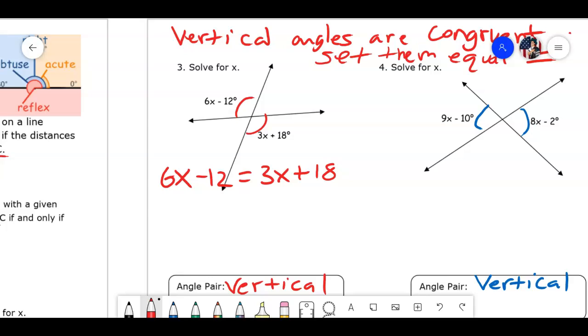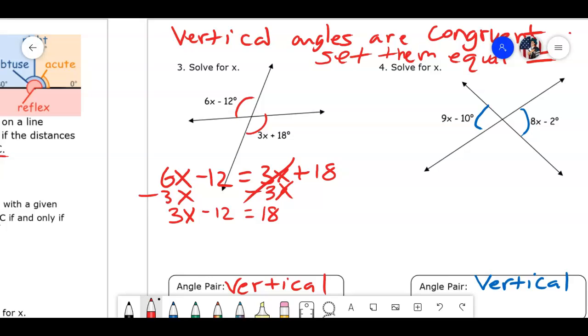This is like the second one from the warm-up. You can't have x on both sides, so you get rid of the smaller x. Which x is smaller? 3x. Let's get rid of a positive 3x by subtracting 3x on both sides. I'm left with, once again, 3x. Bring down minus 12, bring down 18.